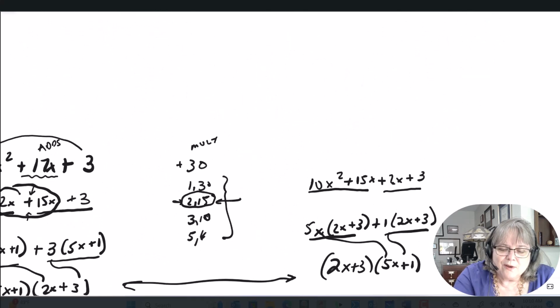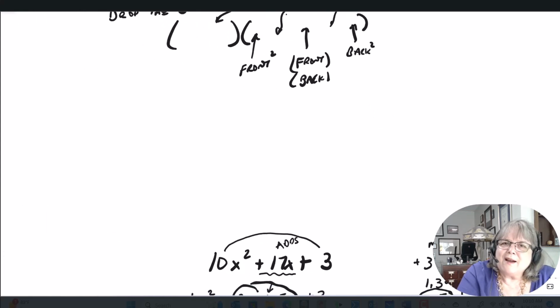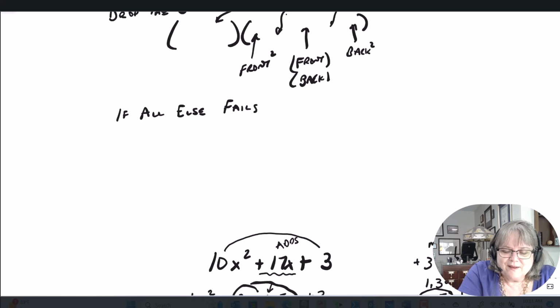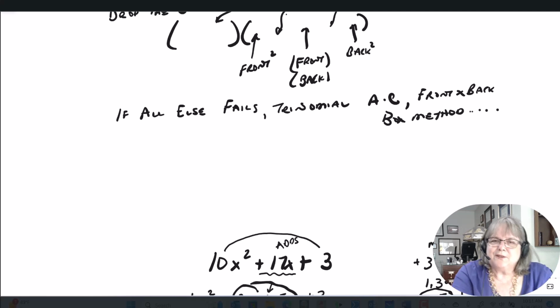So I have no idea what you want to put here. I kind of like to have a sense of humor on my list, because you got to smile once in a while to stay sane. So if all else fails or something, y'all do whatever. And it's a trinomial. You do the A times C method, or you might call it the front times the back. Or y'all might have the box method, etc. Whatever it is that you call it, all right?